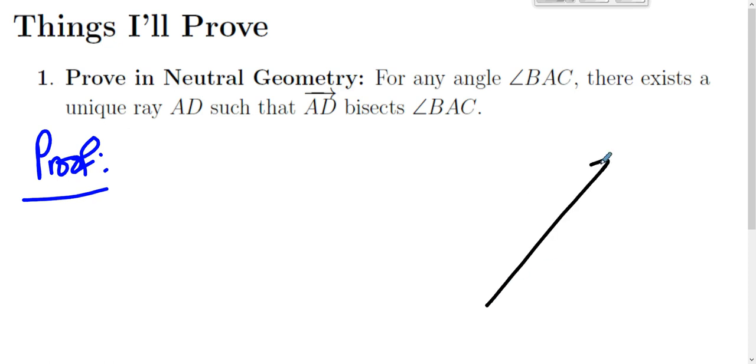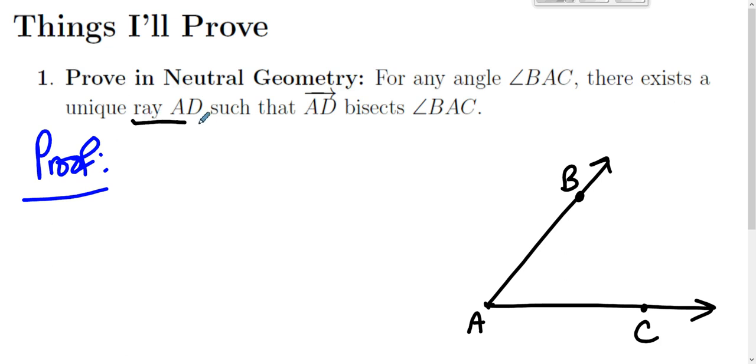I'm asking us to prove that for any angle BAC, and we remember that an angle is a union of two non-opposite rays, so angle BAC is the union of AB and AC, there exists a unique ray AD. If we write out the word ray, we don't need the symbol. But if we don't write out the word ray, we do need the symbol. And in either case, A and D are italicized, as are B and A and C when you go to write this up.